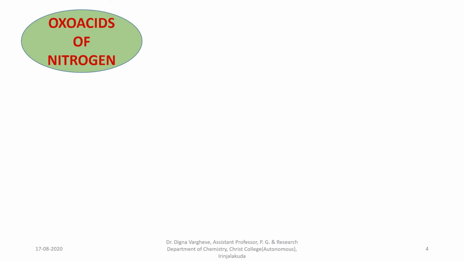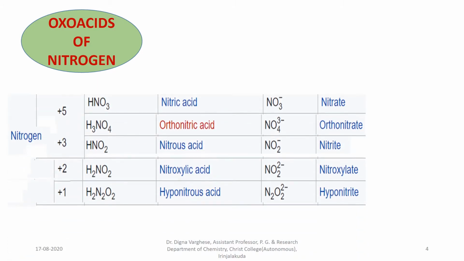Oxoacids of nitrogen. Here the table shows different oxoacids of nitrogen. The first one is nitric acid, the second one is orthonitric acid, the third one is nitrous acid, the fourth one is nitroxylic acid, and the last one is hyponitrous acid. In nitric acid, the molecular formula is HNO3. In this, the oxidation state of nitrogen is plus 5.